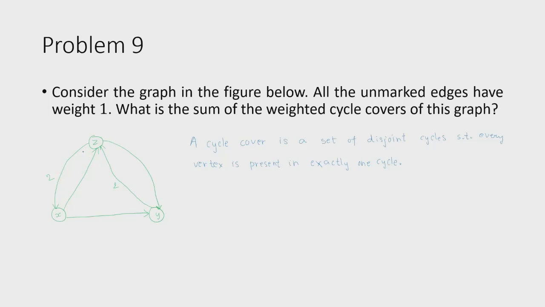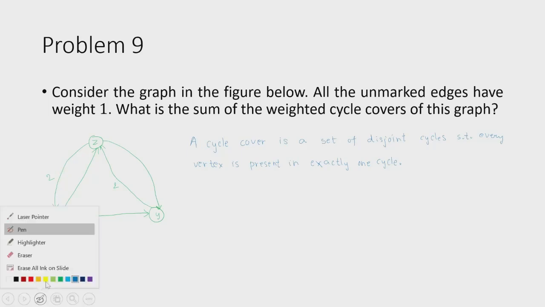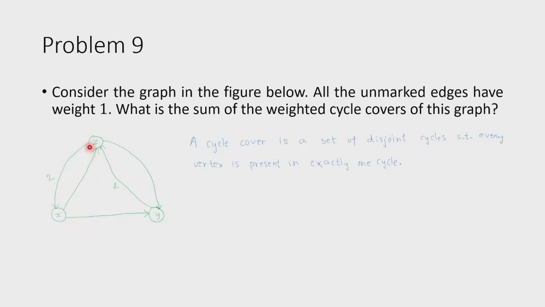Now, suppose that a cycle cover has this edge, the edge from Z to X. Then can it have this edge from X to Z? Well, no. Why? Because if we go from Z to X and X to Z, we can't get to Y without taking this edge and then coming back. So in this case, the cycles are not disjoint because both cycles contain Z. So if the cycle cover has this edge, then it cannot have this edge.